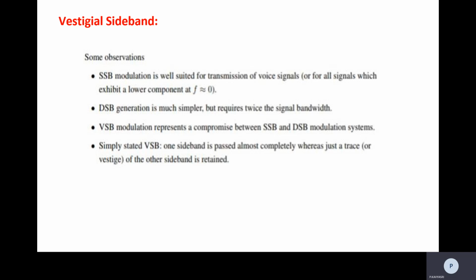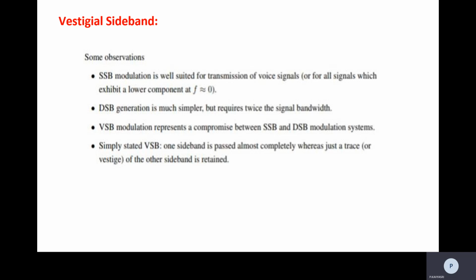In DSBSC, we will see two sidebands, right? One is the upper sideband, USB, and another one is the LSB, lower sideband. Those two bands are used for the transmission purpose. In SSB, single sideband modulation, only one sideband is used for the transmission. SSB is most suitable for voice signal transmission, and DSB is much simpler, but it requires twice the signal bandwidth. So that's about the DSBSC and SSB.